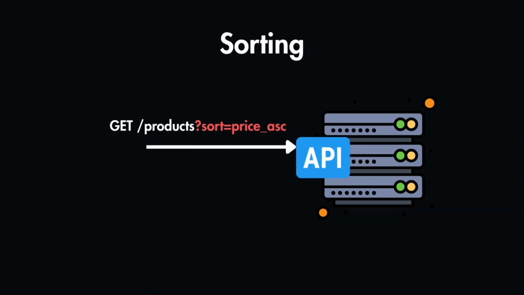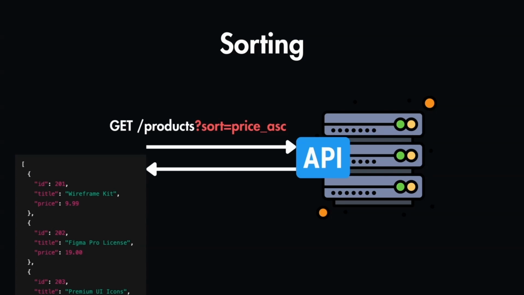Next, we also have sorting. In this case, again, it's controlled through the query parameters. And query parameters are anything that starts after the question mark in the URL. So in this case, you usually pass the sort attribute. And this can be, for example, ascending by price or ascending by reviews, or it can also be descending order. So based on this, you will get the response from the API in a sorted order.